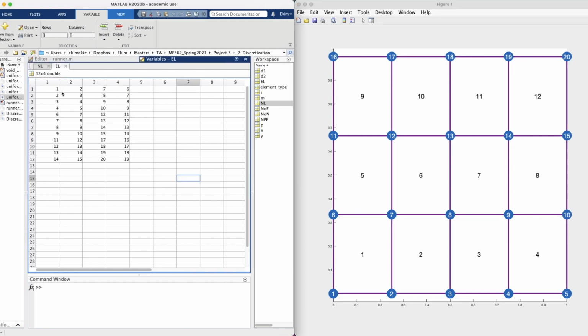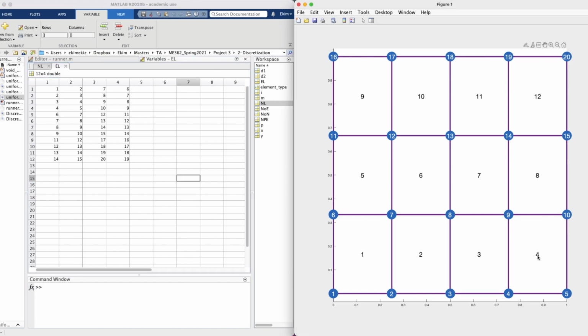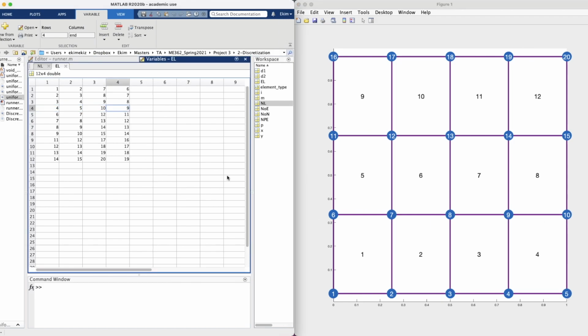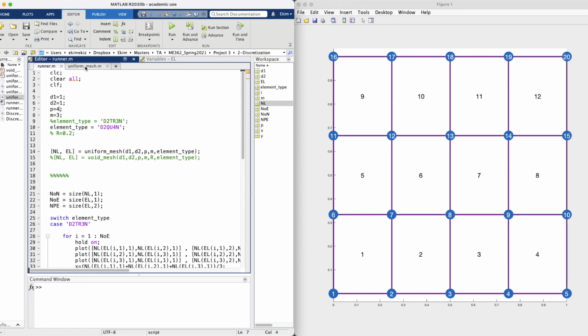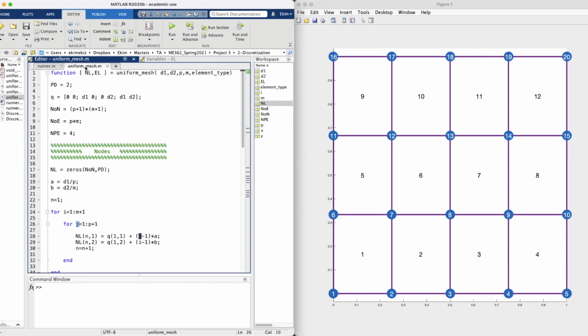And again, for example, element 4 should be 4, 5, 10, 9. Okay? So this is what we want to do today. So let's go into our uniform mesh function and see what it does.